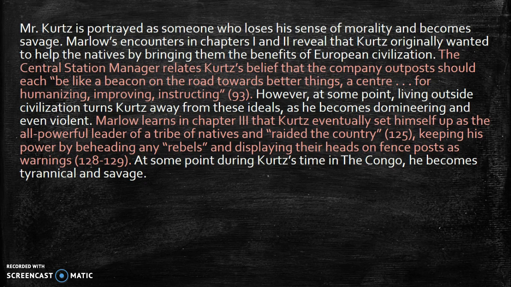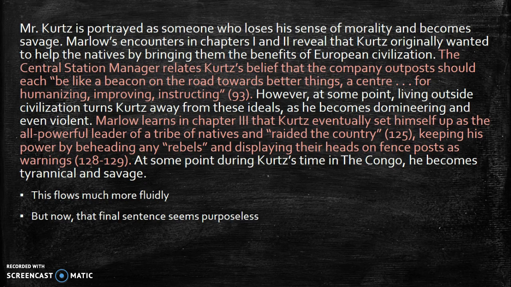Marlowe learns in chapter 3 that Kurtz eventually sets himself up as the all-powerful leader of a tribe of natives and, quote, raided the country, keeping his power by beheading any rebels and displaying their heads on fence posts as warnings. At some point during Kurtz's time in the Congo, he becomes tyrannical and savage. This flows much more fluidly.